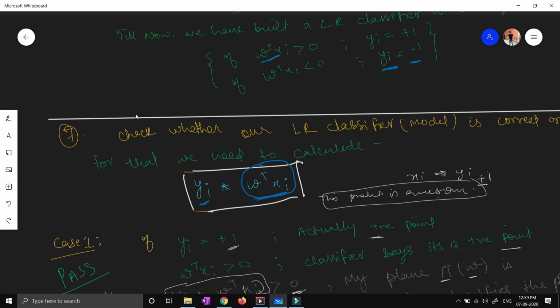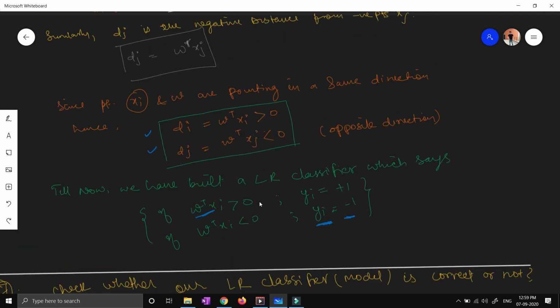Okay, so we have built a classifier. If my w transpose xi is greater than 0, I'll say that my class label is positive, and if it is less than 0, I'll say that this particular review belongs to the negative class. And how is it coming? It is coming through the distance formula. So we have calculated it through the distance formula.